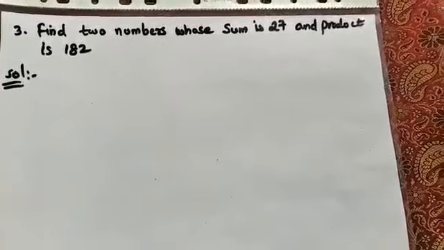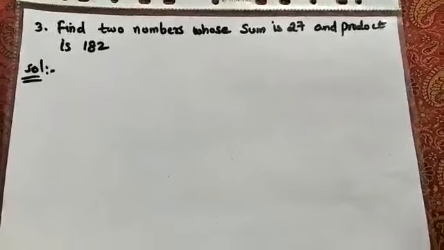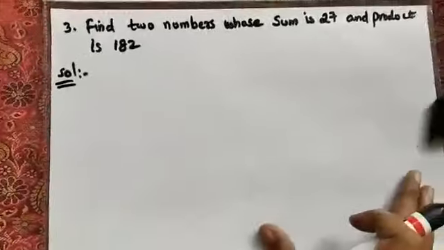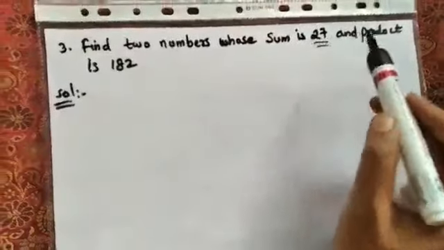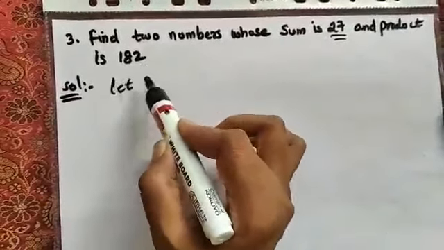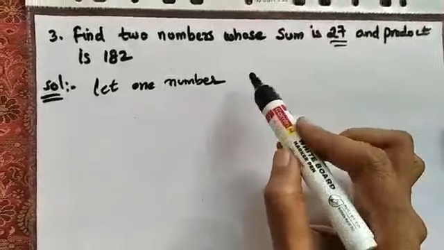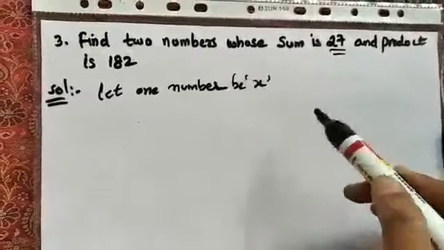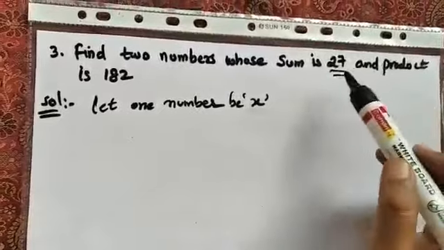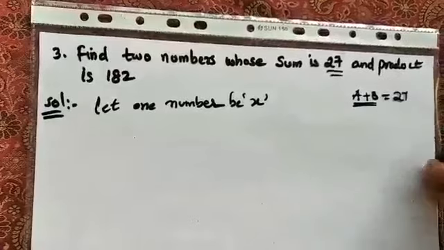Here is the third question. Find two numbers whose sum is 27 and the product of them is 182. So he is asking us to find the two numbers, and we don't know those two numbers, but the hint he has given is that the sum of those numbers is 27. So it makes our work easy, and we simply assume let one number be x. If one number is x, then don't you think the second number will be 27 minus x? Why? Because the sum of both the numbers, for example a plus b is equal to 27.